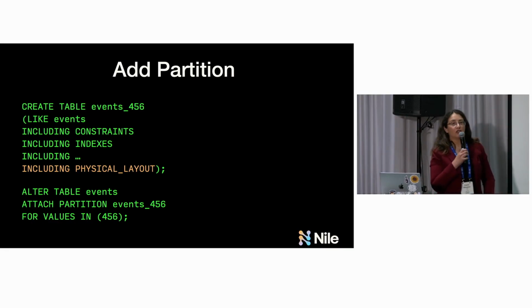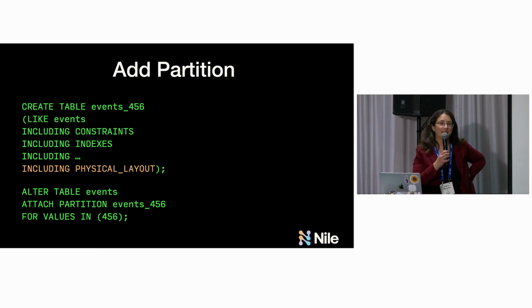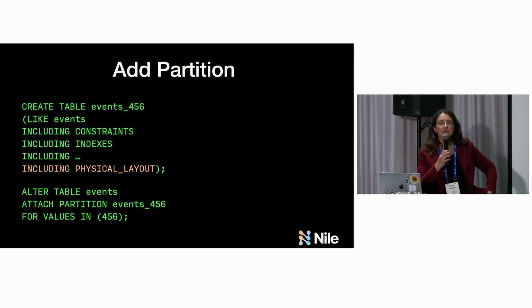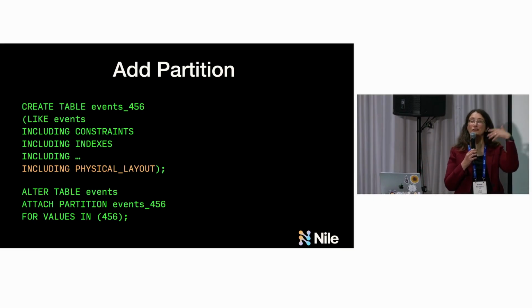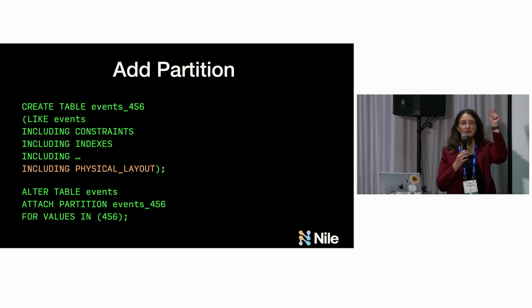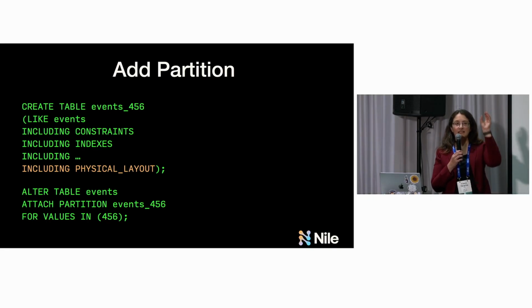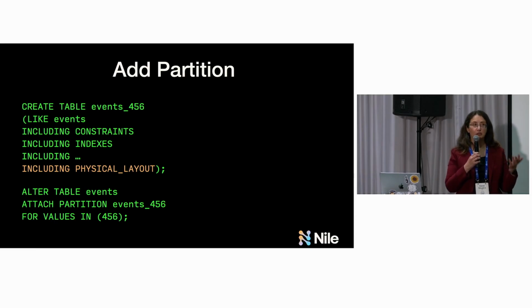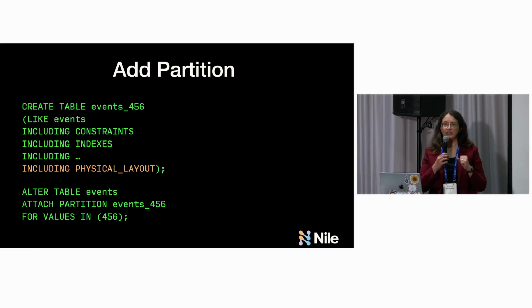We create a new table, very similar to the big partition table, but we also include physical layout. What does include physical layout do? This is something we added in one of our patches. It means that if there was a column that got dropped, the original will still have a placeholder, and the new table is also going to maintain this placeholder. Without it, the catalog entries are actually going to be different. It's actually fine. Postgres will support it. You can attach a partition with this difference.